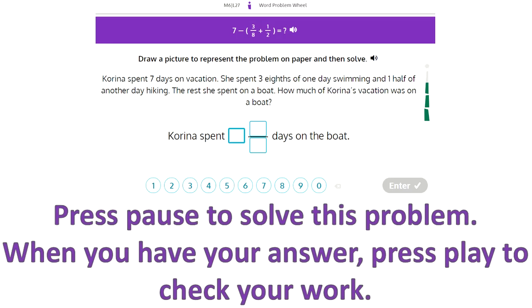You guessed it, now it's time to solve. Remember, you're going to take care of what's in the parentheses first. And when we are adding fractions, we have to have like units. Right now we have eighths and halves. You need to make a common unit so that you have equivalent fractions, like units, so that you can add, and then proceed. Press pause, solve your problem on paper. When you are ready, press play to check your work.